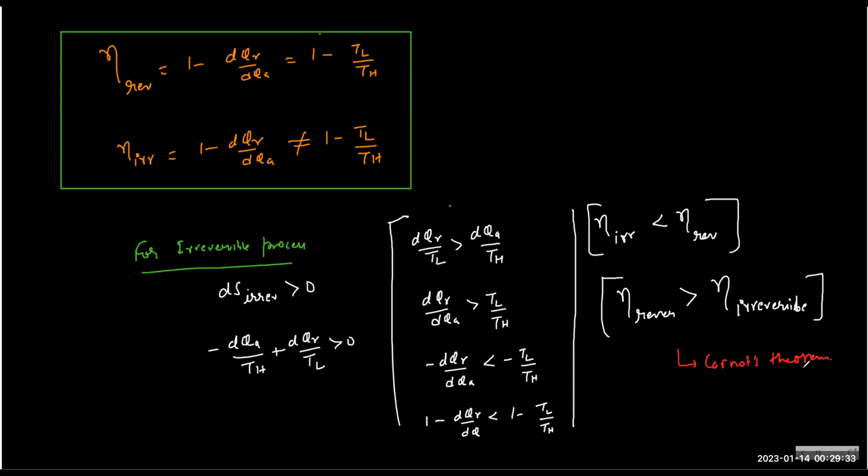You can also understand one thing. You know what? The efficiency of a heat engine working between two fixed temperatures in a cyclic order depends only on the temperatures of source and sink. So we can say it does not depend on the working substance, right?